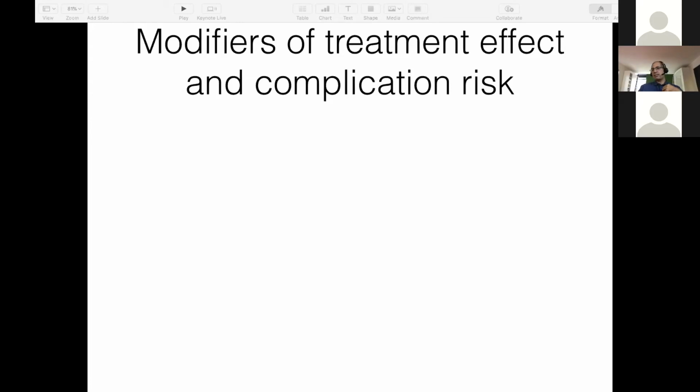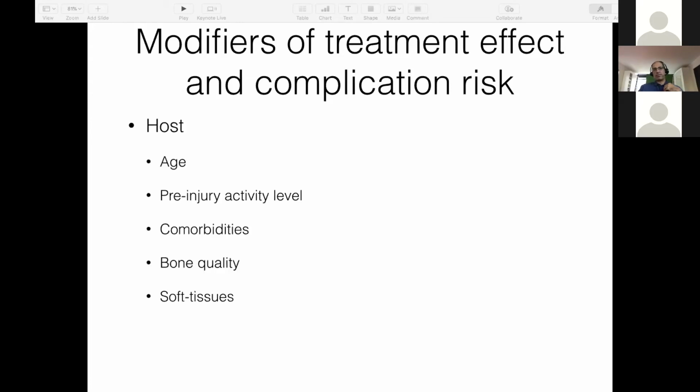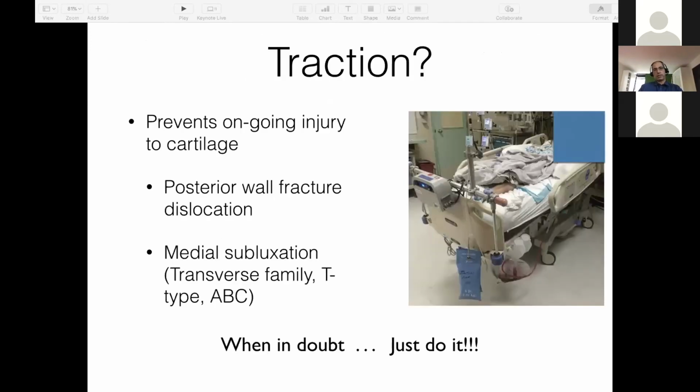Obviously, the decision-making process is modified by host factors. Age really makes a difference in terms of whether that patient is going to get surgery, what kind of surgery they're going to get. Is it going to be ORIF? Is it going to be CRPP? Is it going to be a hip replacement, right? Pre-injury activity level matters a lot. Comorbidities matter a lot. Obviously, the availability of a surgeon who's skilled in this kind of surgery makes a difference.